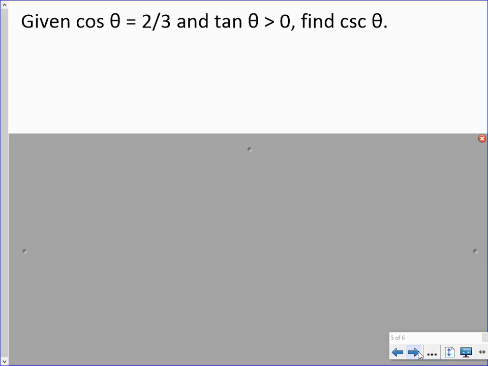So I'd like to walk through this one together so that we can give each other some ideas here. When you write out that problem, what kind of information am I providing you with? By telling you the cosine of theta is 2 over 3 and the tangent of theta is greater than 0. What kind of information can you pull from that? Callie says you have x and r, right? The definition of cosine is x over r.